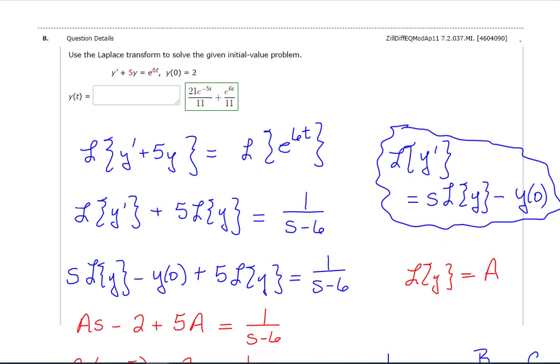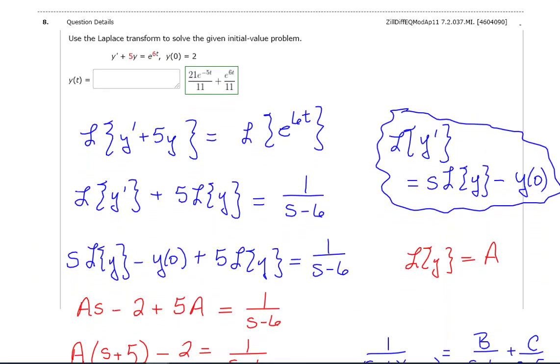All right. In question 8, we get to finally put to use some of what we know about Laplace transforms. So we've got this first order differential equation. We have an initial condition. So the Laplace transform of the derivative y prime is s times the Laplace transform of y minus y at 0, which is our initial condition.